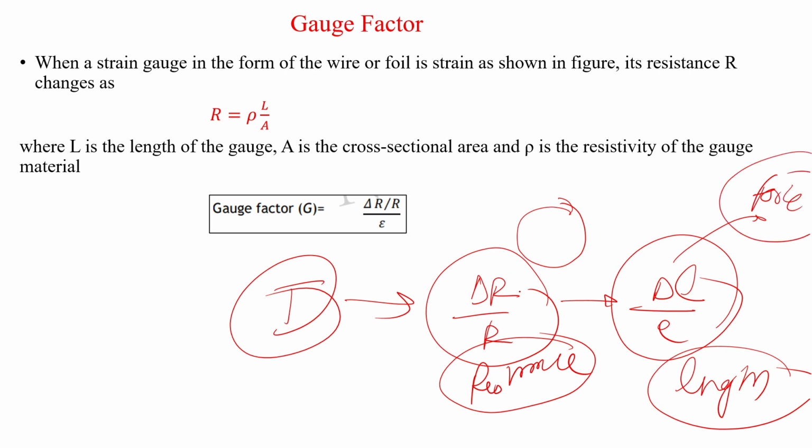This conversion has to be taken care of, because you need to convert the change in resistance into change in length. That is calculated using a factor called the gauge factor. The gauge factor is the change in resistance upon the strain, which is delta L upon L. After calculating strain, we can find the stress, and from there we can find the force. This is a very important factor to calculate the strain using the change in resistance from a strain gauge or wire. This is fine.